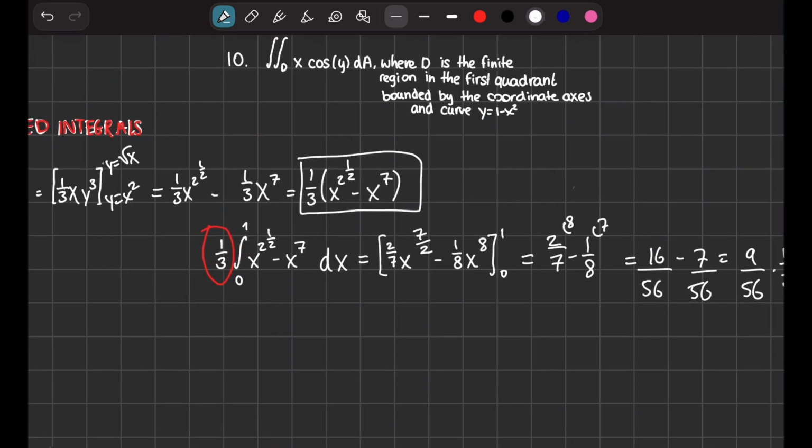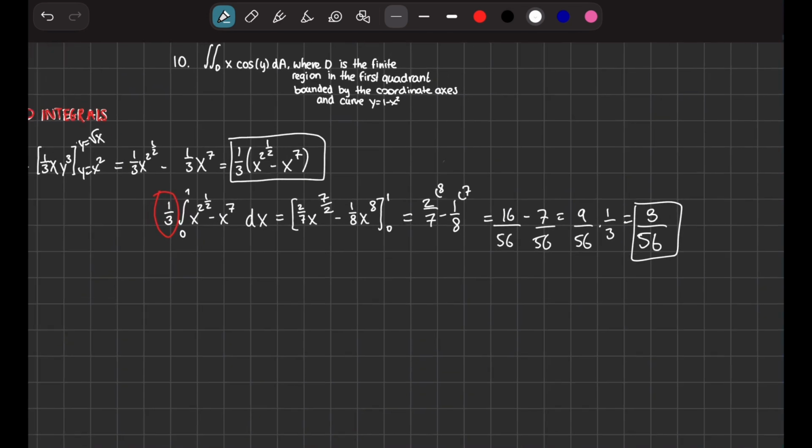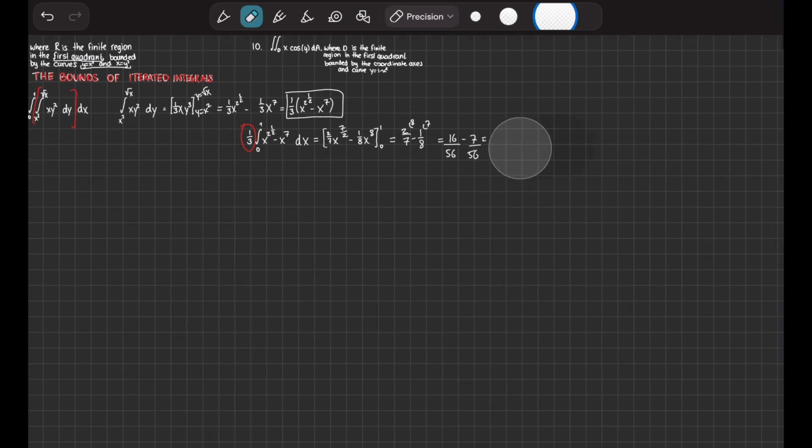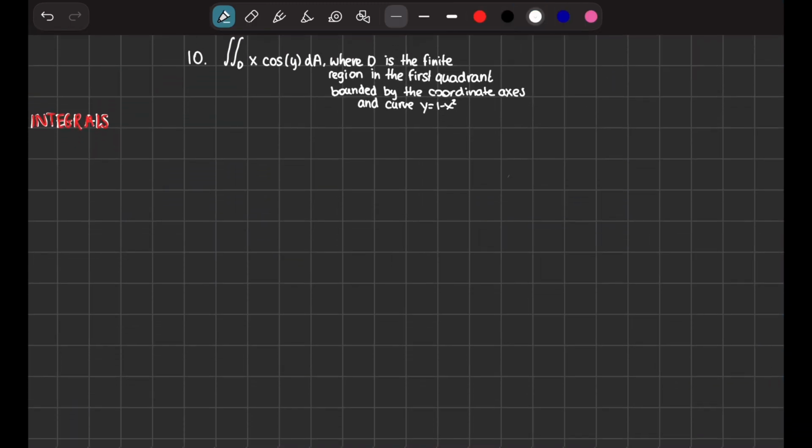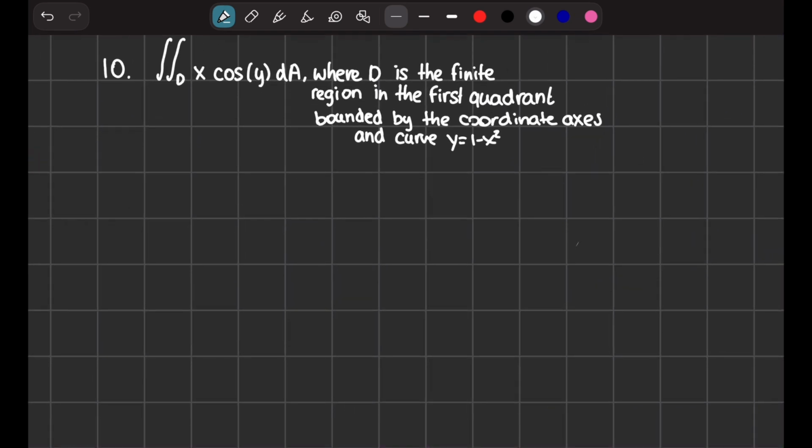Moving on to the second problem. Hold on, let me remove this first. Okay. So here we have the double integral of x cosine y, where D is the finite region in the first quadrant bounded by the coordinate axes and curve y equals 1 minus x squared.